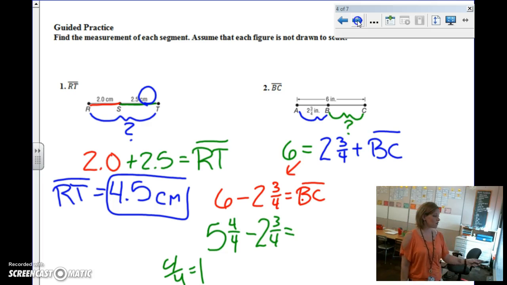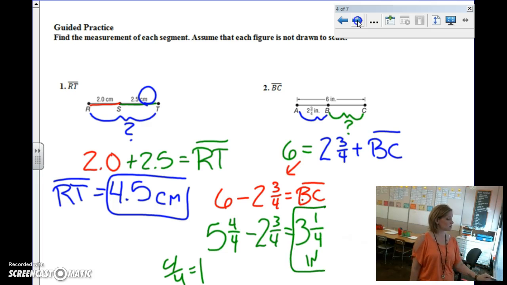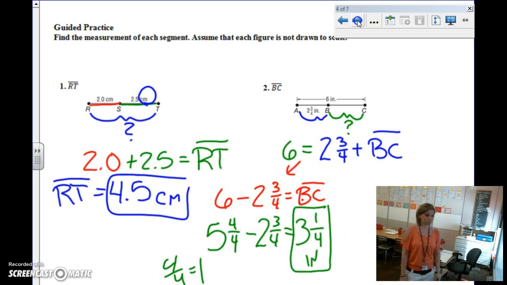Subtract your whole numbers. 5 minus 2 is 3. And subtract your numerators. 4 minus 3 is 1. And the denominator stays the same. 3 1/4 inches is your answer for the second one. So making sure you do know how to change your fractions is going to be important.